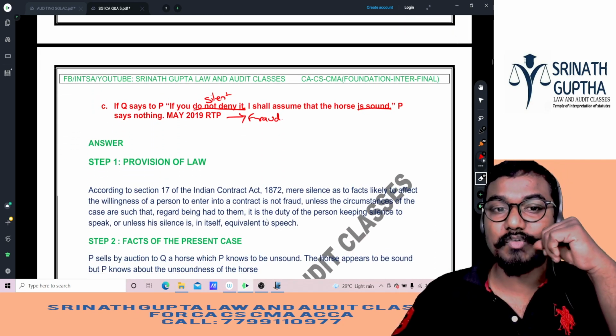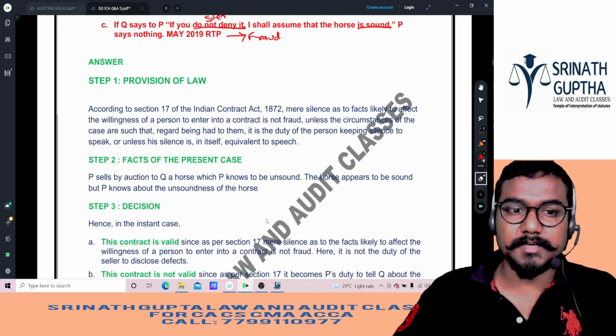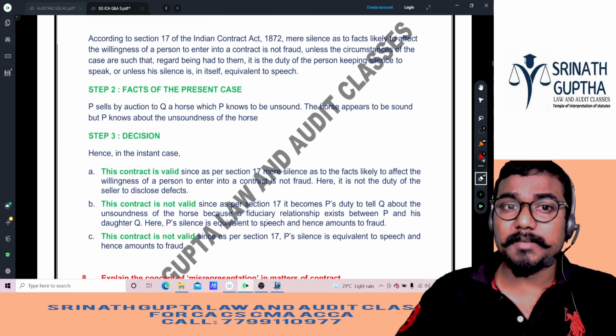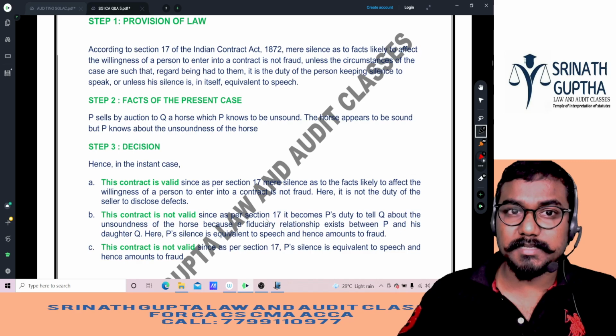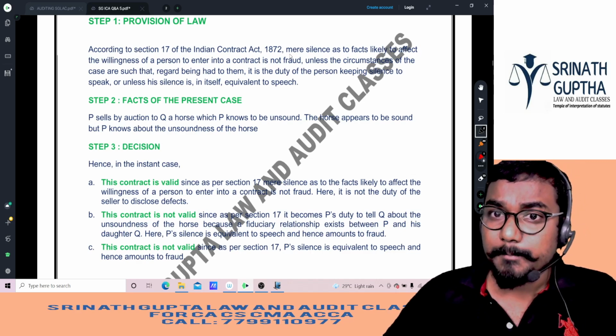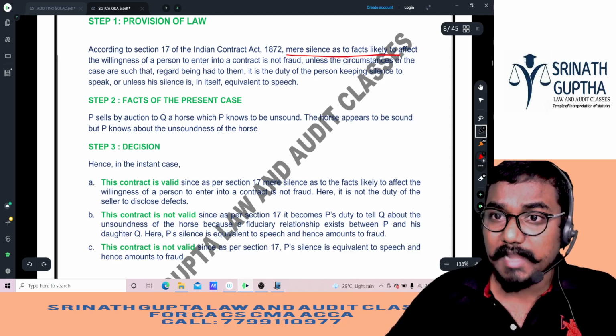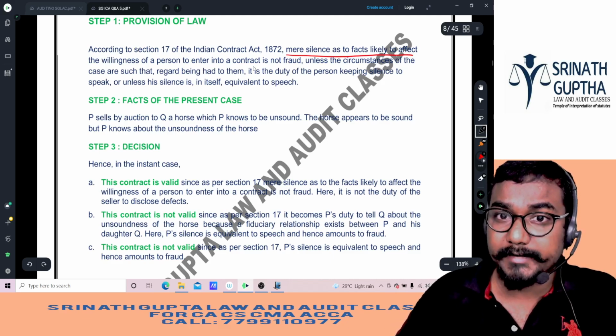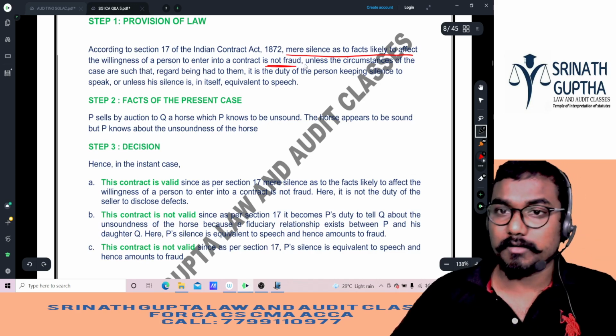Otherwise it amounts to fraud. So how to answer this question, beta? Step number 1, step number 2, step number 3. Step number 1, provision of the law. As per section 17 of the Indian Contract Act, mere silence as to facts likely to affect the willingness of a person to enter into a contract is not a fraud.